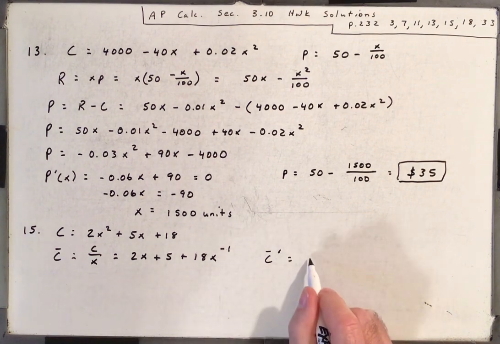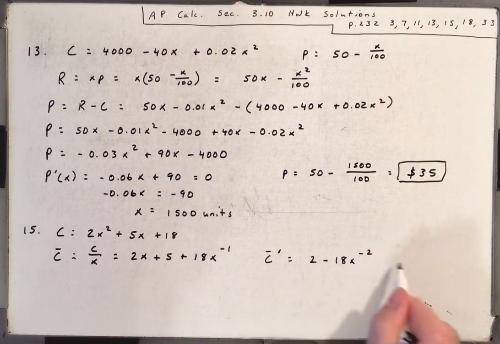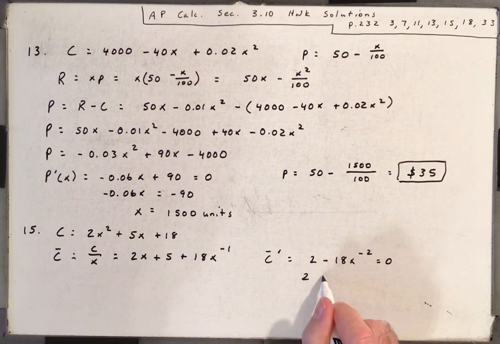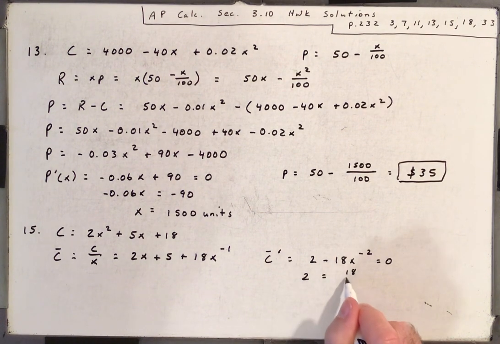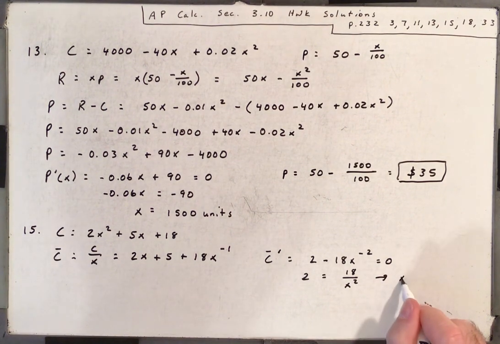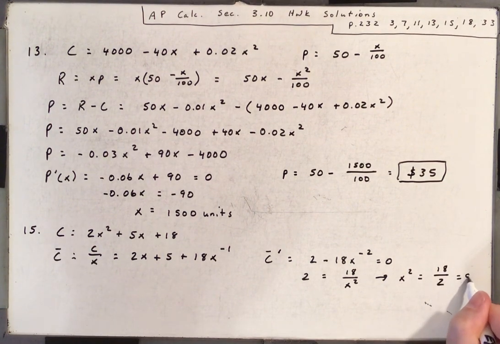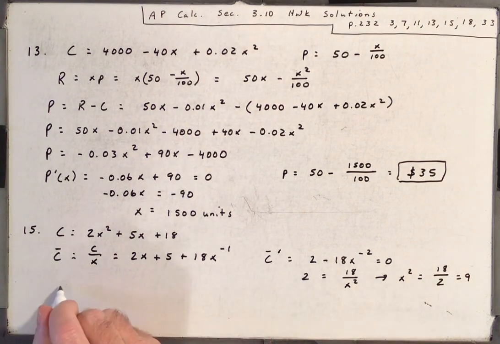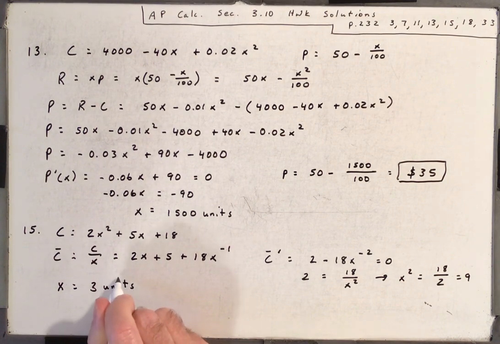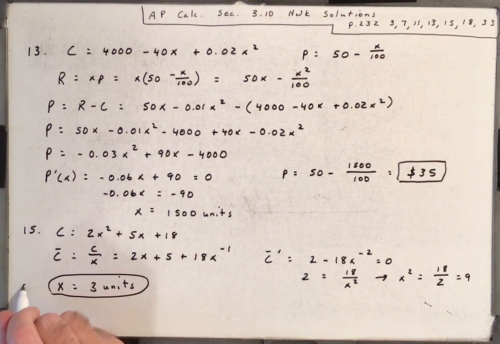That's going to be 2 minus 18x to the minus 2. So we're going to set that equal to 0. So that's 2 is equal to 18 over x squared. So solving for x squared, that's going to be 18 over 2, which is 9. So x would be 3 units. 3 units would minimize average cost. So that is part A.